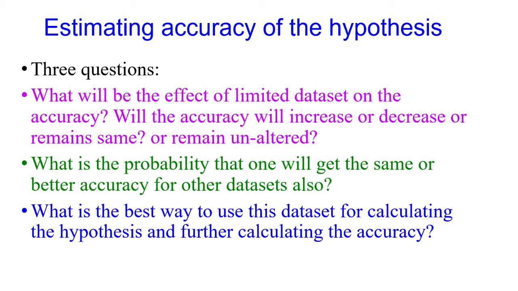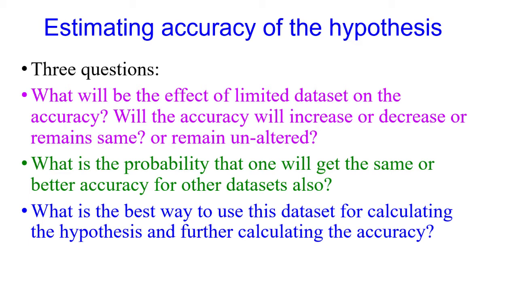Now, if we find out the accuracy for many more data sets for the same model, then what will be the effect of this on the accuracy? Will the accuracy increase or decrease, or remain the same, or even remain unaltered?